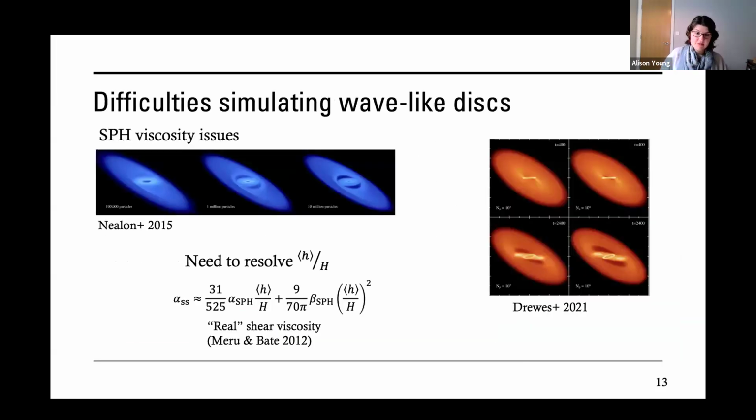One of the things that was important was to get proper resolution, and this requires, as I said, a huge number of particles. You can see an example of why this matters here. At the lower resolution, that's 100,000 particles, you get a very smooth structure. Then as you increase the particle number, you can actually resolve the tearing here. So we need to resolve the h over H, which is the average smoothing length vertically over the scale height, and we have some equations to try and quantify that.